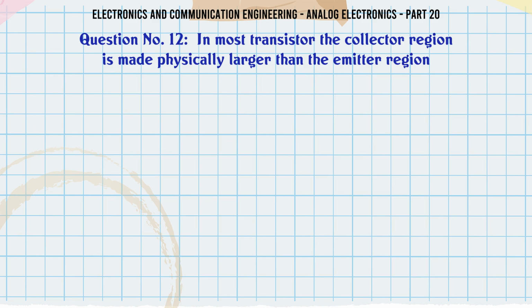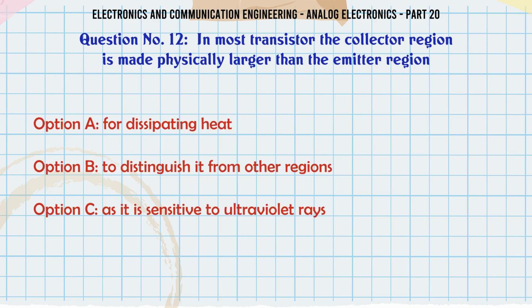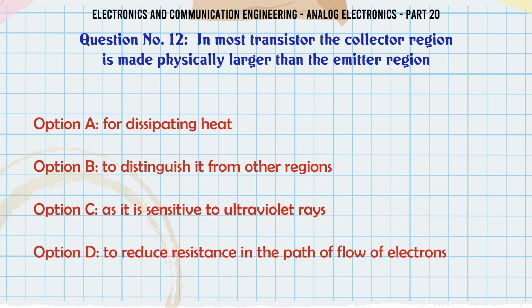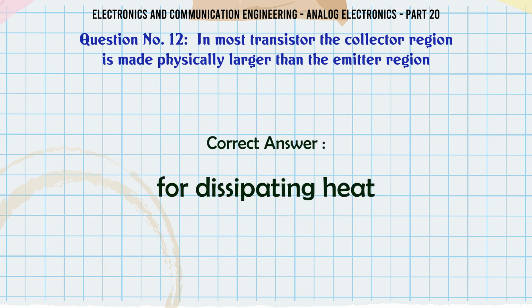In most transistors the collector region is made physically larger than the emitter region. A. For dissipating heat. B. To distinguish it from other regions. C. As it is sensitive to ultraviolet rays. D. To reduce resistance in the path of flow of electrons. The correct answer is for dissipating heat.